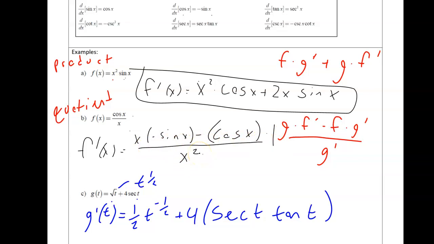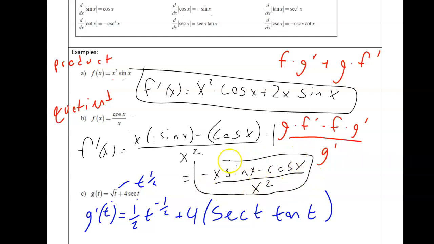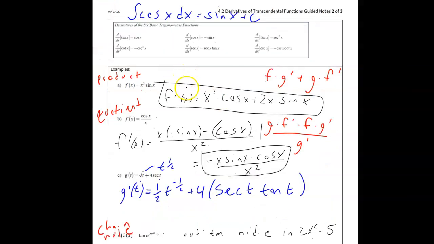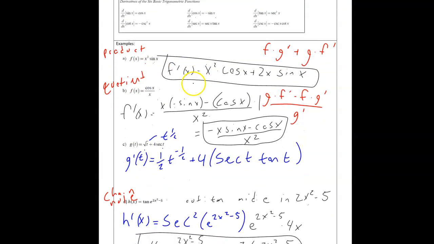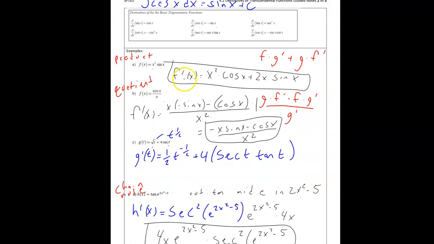Right, and we could simplify this a little bit. So my final answer here would be negative x, from the negative on the inside, sine x minus cosine x, all over x squared. So quotient rule is the trickiest one. Notice, though, the new thing that we're adding is just looking up derivative rules as we need them, right? So there's lots of rules for lots of different functions. You're going to obviously want to keep this reference sheet handy as you do your Delta Math for this.